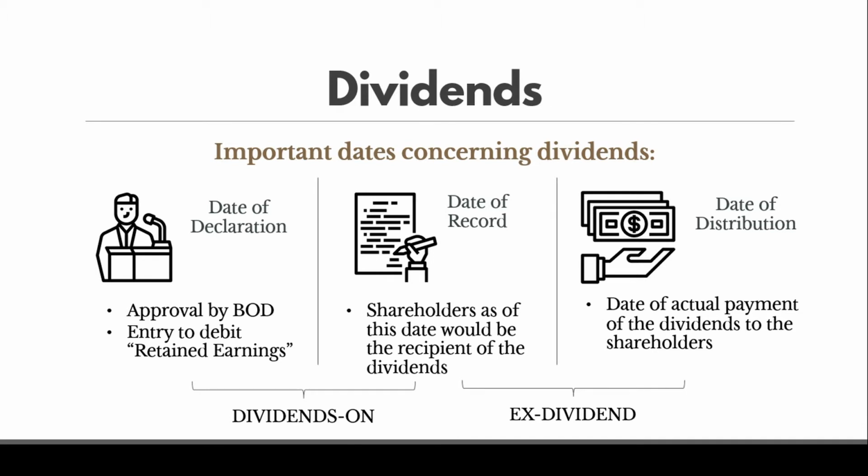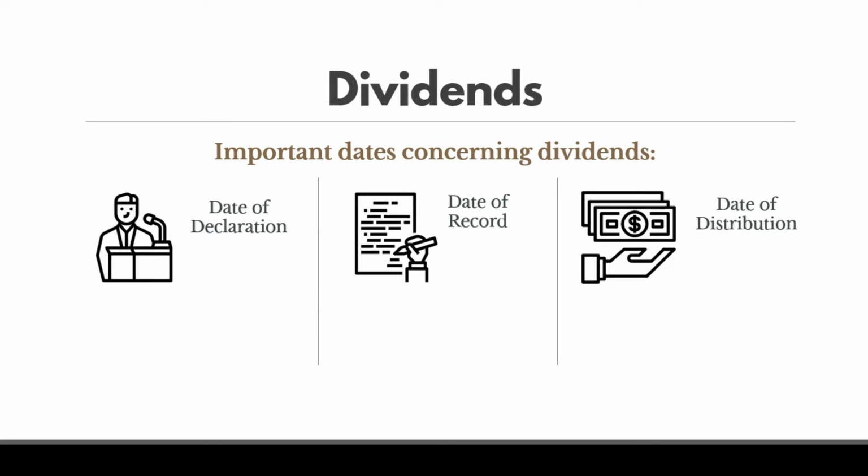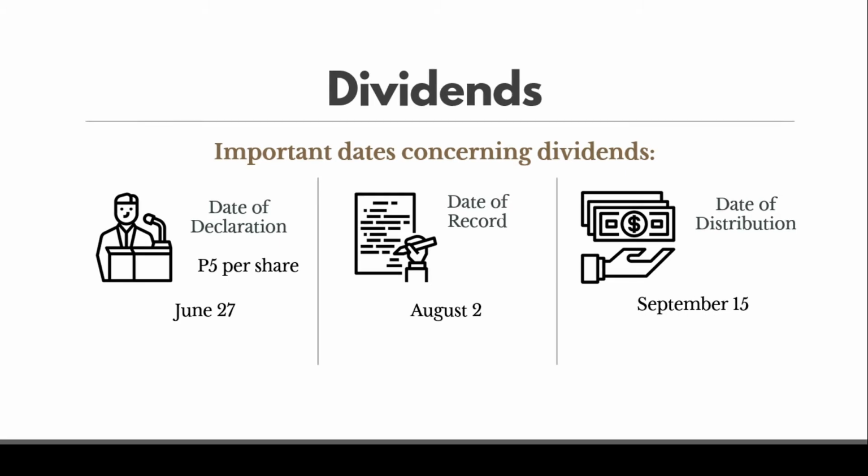So for us to be able to understand this better, let's have an example of this one. So let's assume the following information. So let's say na nag-declare yung Board of Directors ng dividend nung June 27 for all shareholders ng date of record as of August 2, which will be paid on September 15. Okay, now, so syempre magde-debit tayo ng retained earnings nung June 27. So let's say na yung dineclare na dividend is 5 pesos for each share. So, sa kada isang pirasong share na hawak mo, kikita yon ng 5 pesos na dividend.